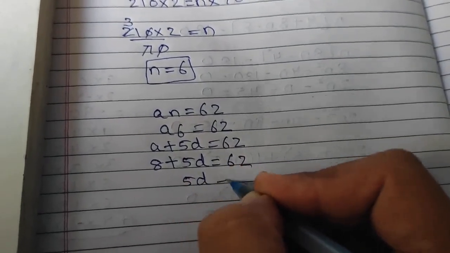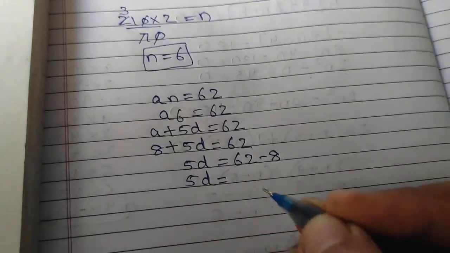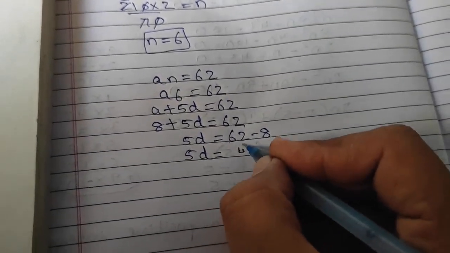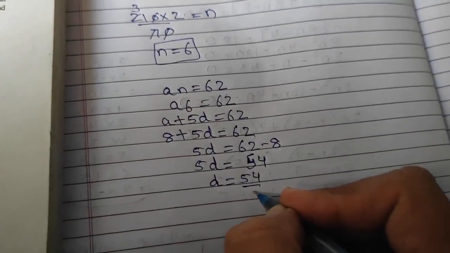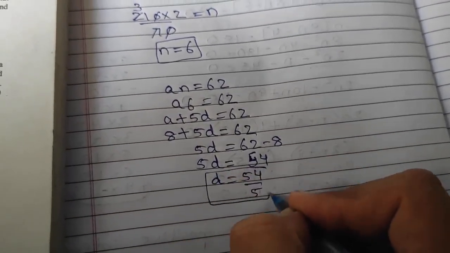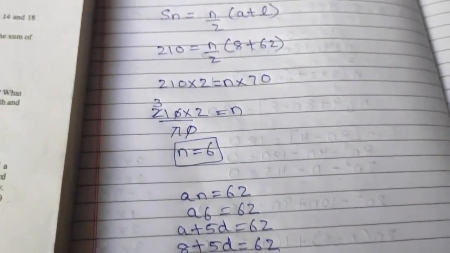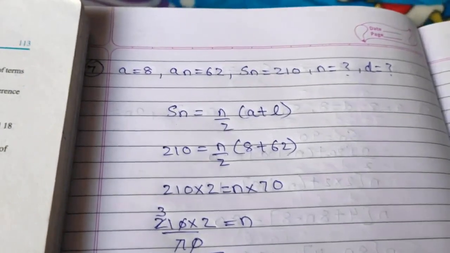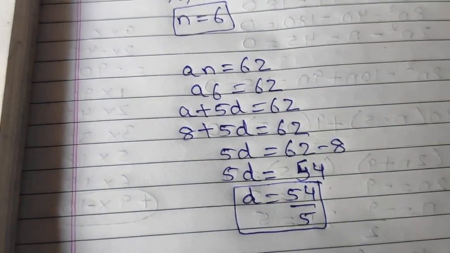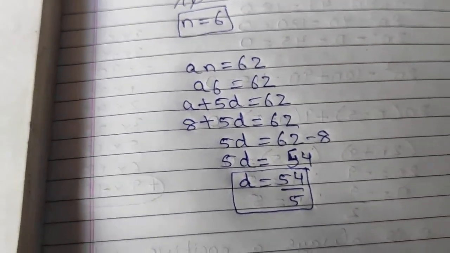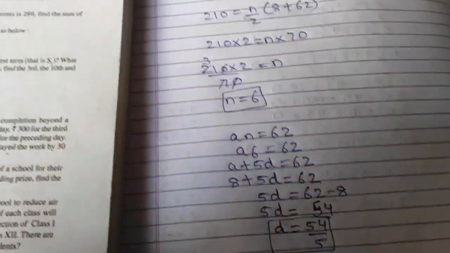So 5d equal to 62 minus 8. That is 54. So the difference is 54 upon 5. That's your final answer. Correct? First you have to find n, and then an is given 62. So a6 is 62. Then put the value of a, you will find the difference. Right, students? So this was a very simple sum, number 7.